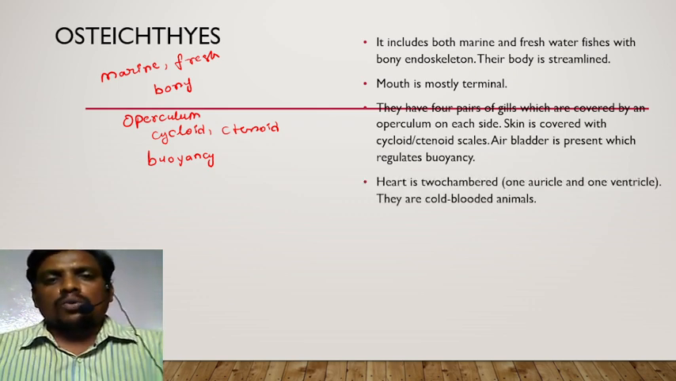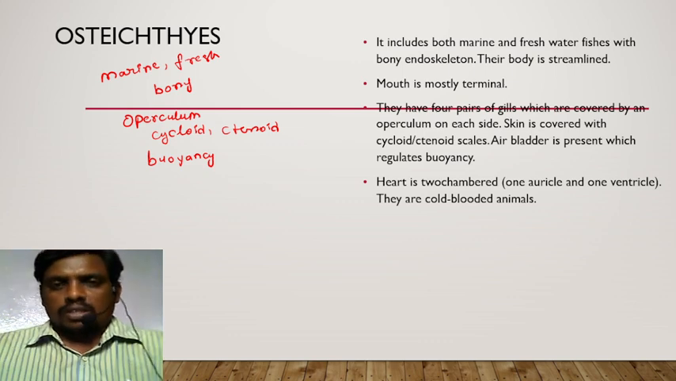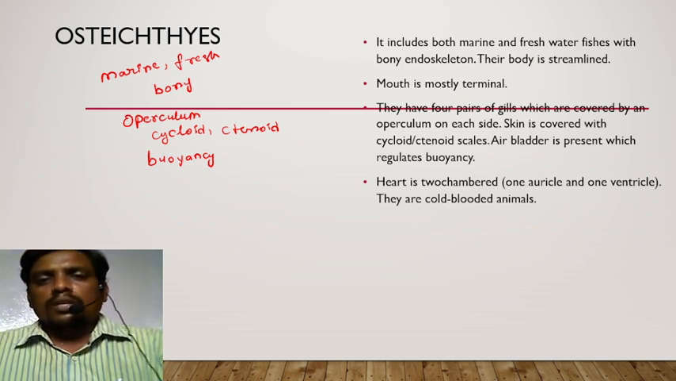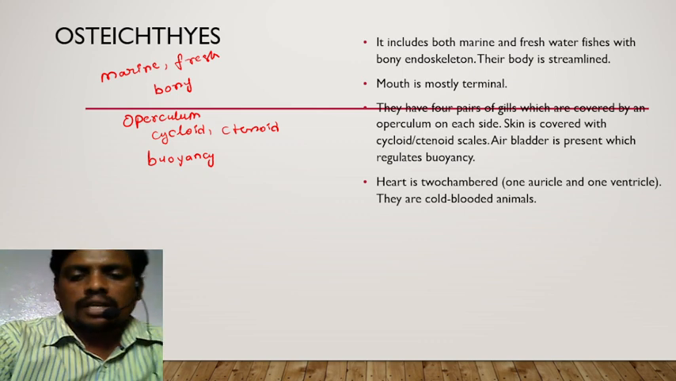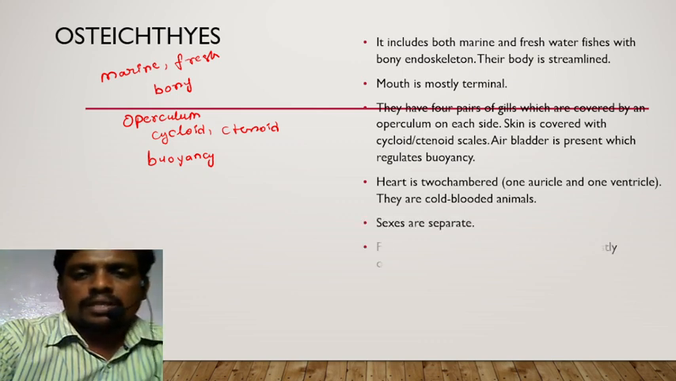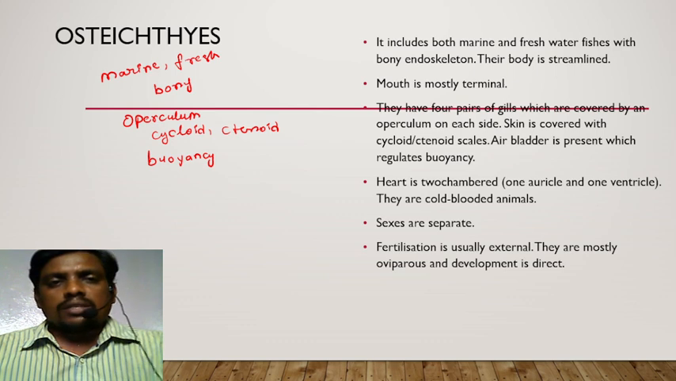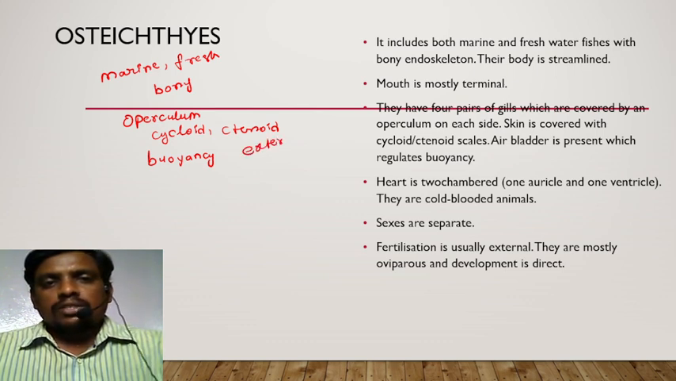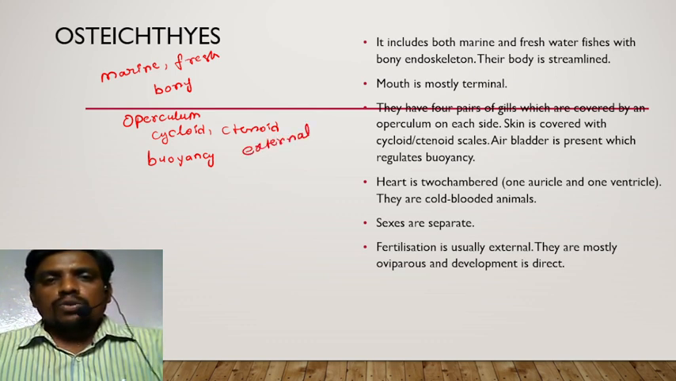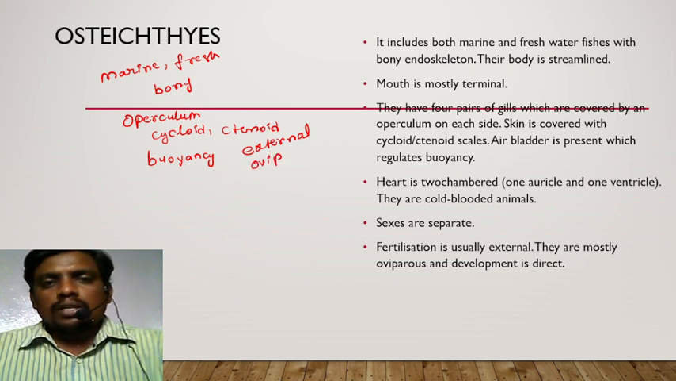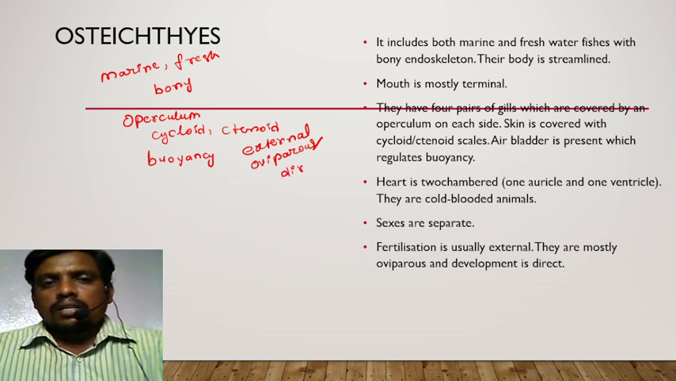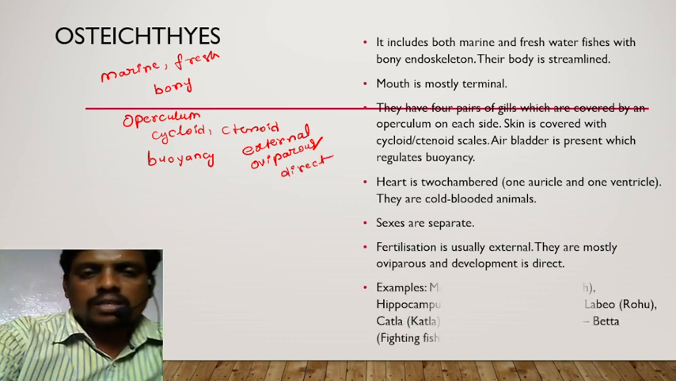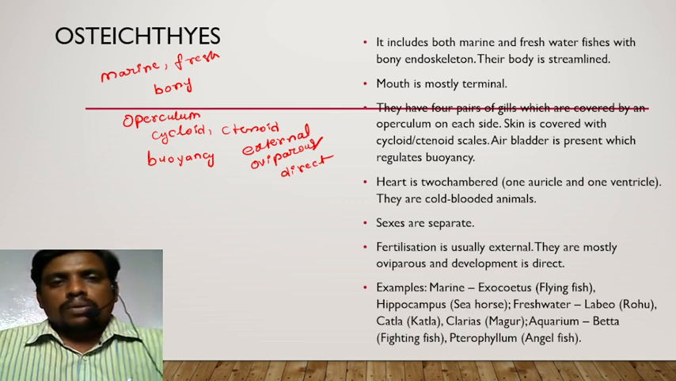Heart is two-chambered, one auricle and one ventricle. Due to presence of air bladder, they can easily float in the water. They are cold-blooded animals. Sexes are separate. Fertilization is usually external. They are mostly oviparous organisms, and direct development is present.